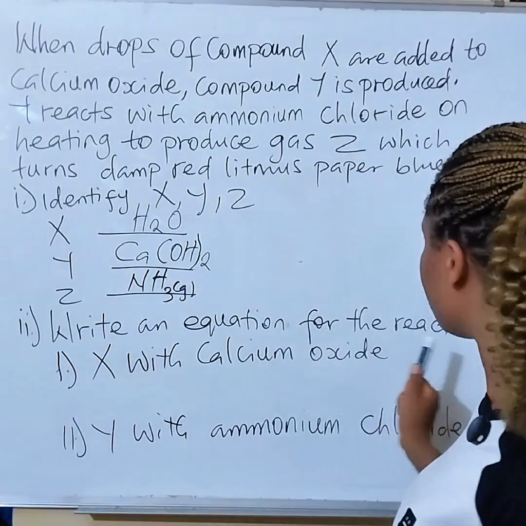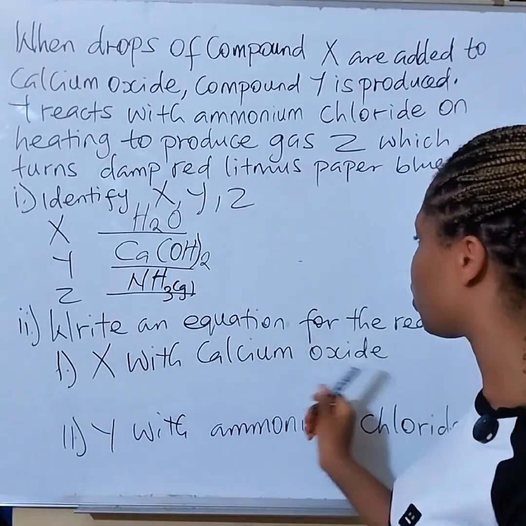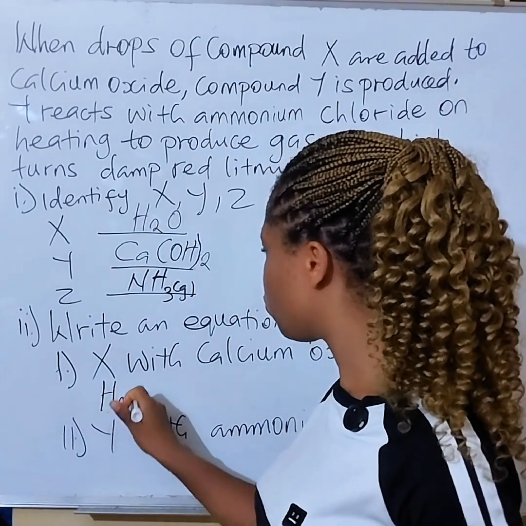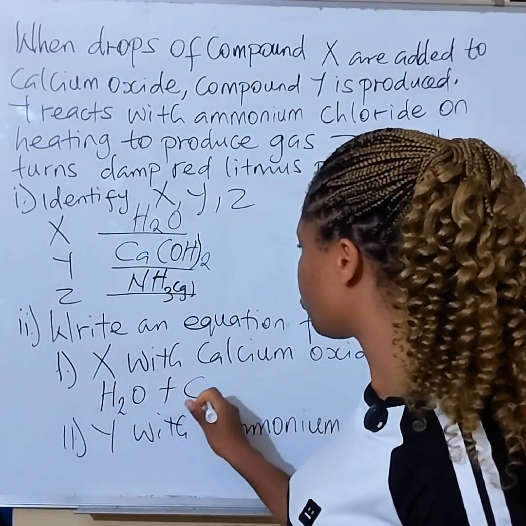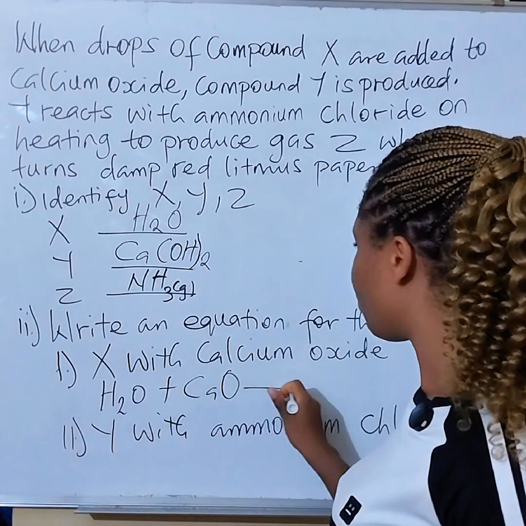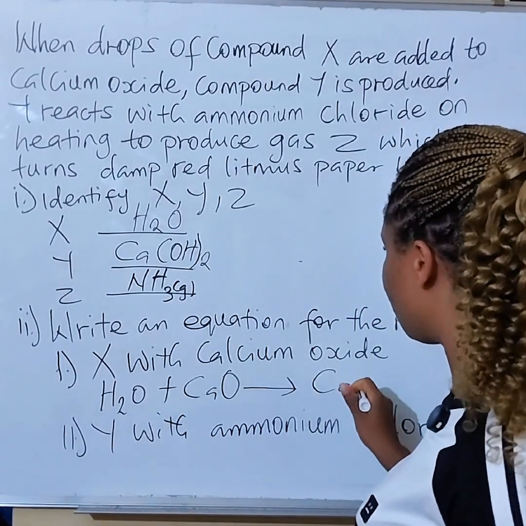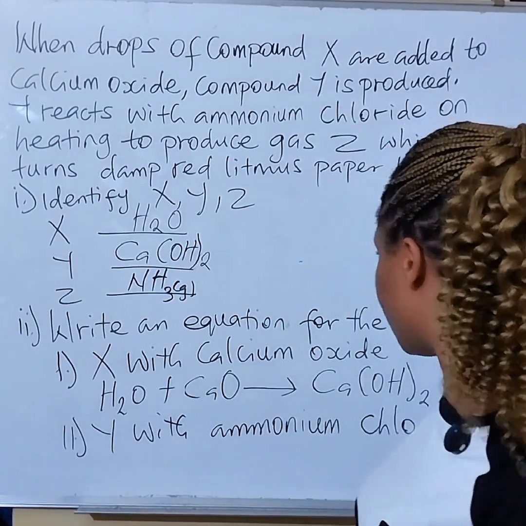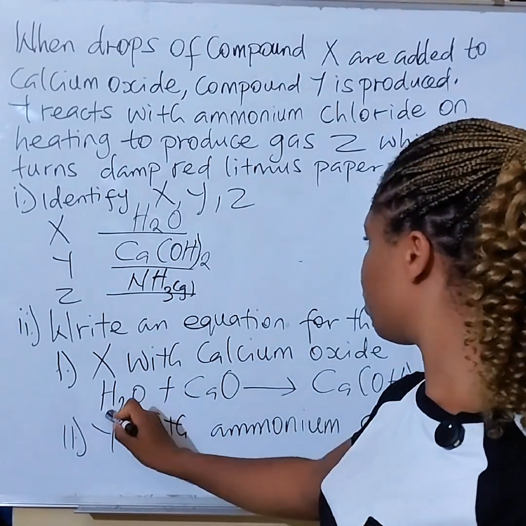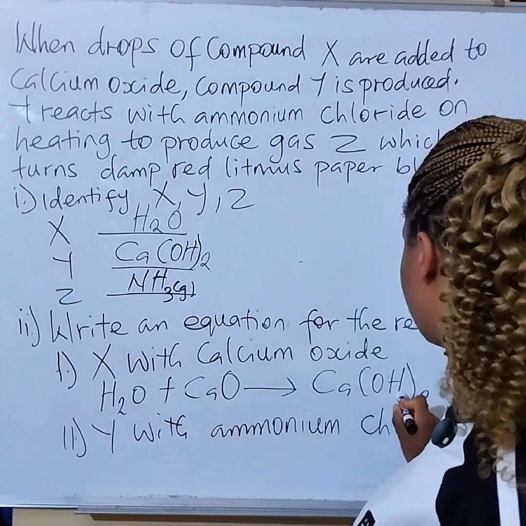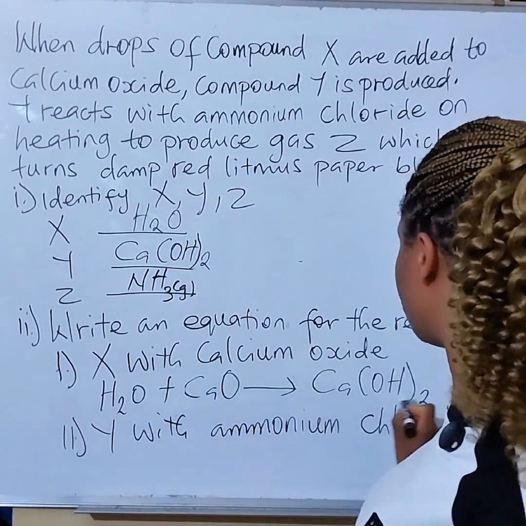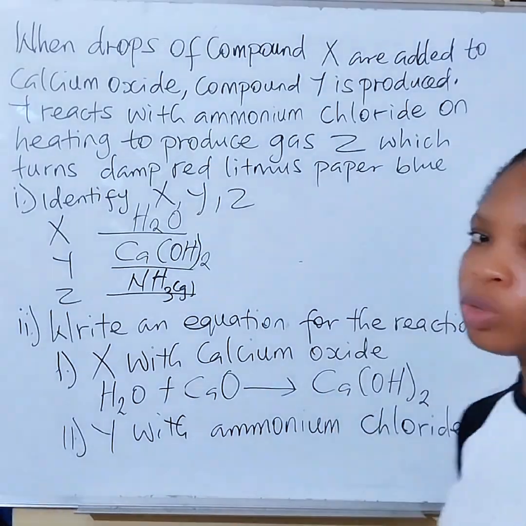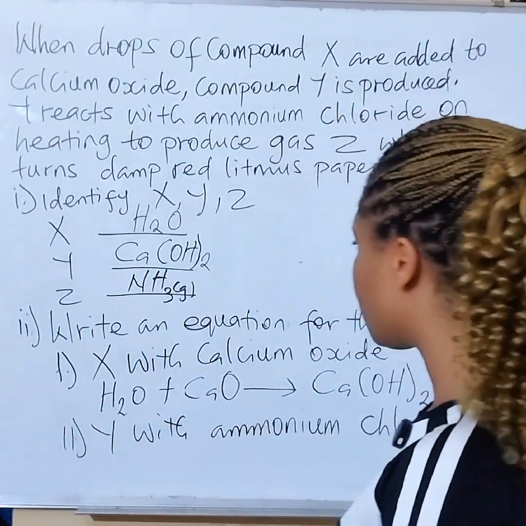Now, write an equation of reaction for the reaction of X with calcium oxide. Very simple. So the equation of reaction is H2O, which is the X, plus the formula for calcium oxide, CaO. Then what will be formed in the process is this. Okay, is the equation balanced? Yes, the equation is balanced. 2 atoms of hydrogen, 2 atoms of hydrogen, 2 atoms of oxygen, 2 atoms of oxygen, 1 atom of calcium, 1 atom of calcium. So the equation is balanced. Now let's proceed to the next.